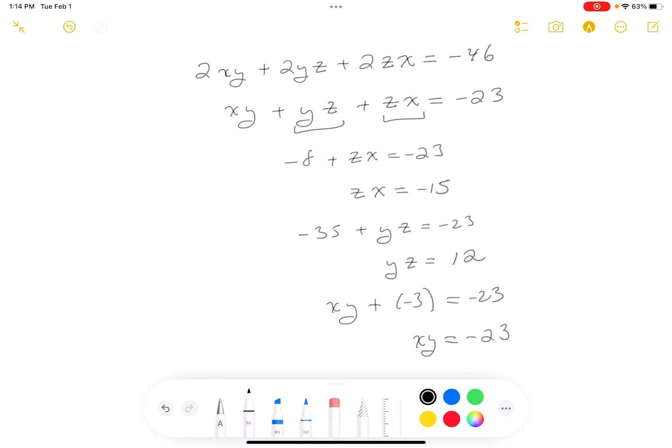All right, so I'm going to write these down now. So zx equals minus 15. And I'm going to write down yz equals 12. And I'm going to write down xy is equal to minus 23. Now, again, I'm not saying this is going to answer your question, but at least things are looking a little bit simpler. Now, I want to see if I made any mistakes here. So I'm going to recheck my work.